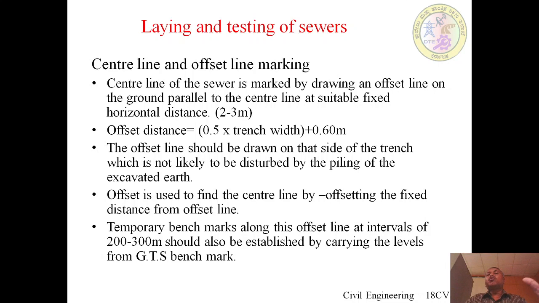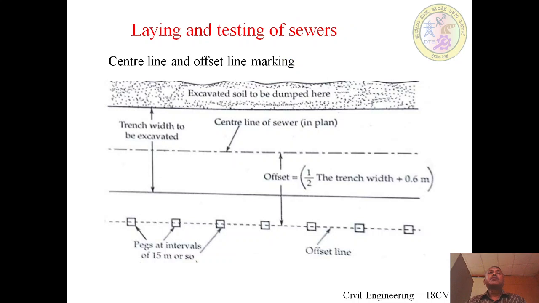The offset is used to find the center line by measuring the fixed distance from the offset line. Usually temporary benchmarks along this offset line at intervals of around 200 to 300 meters are also established by carrying the levels from GTS benchmarks.